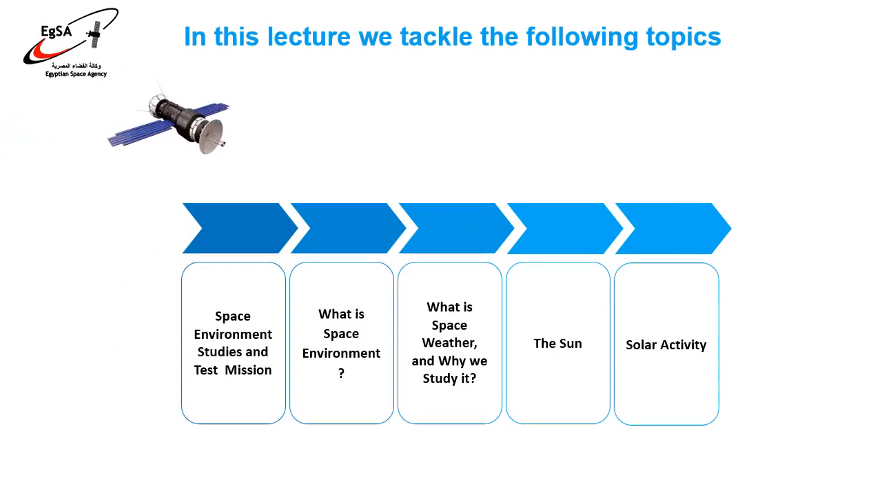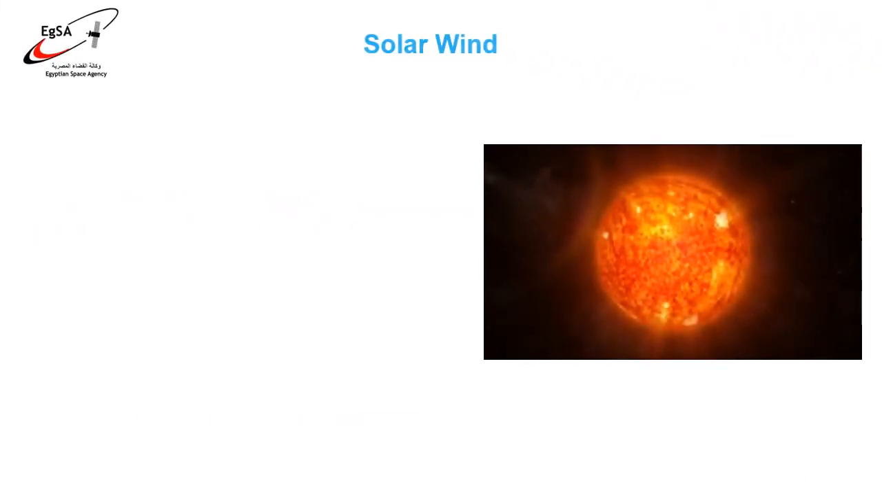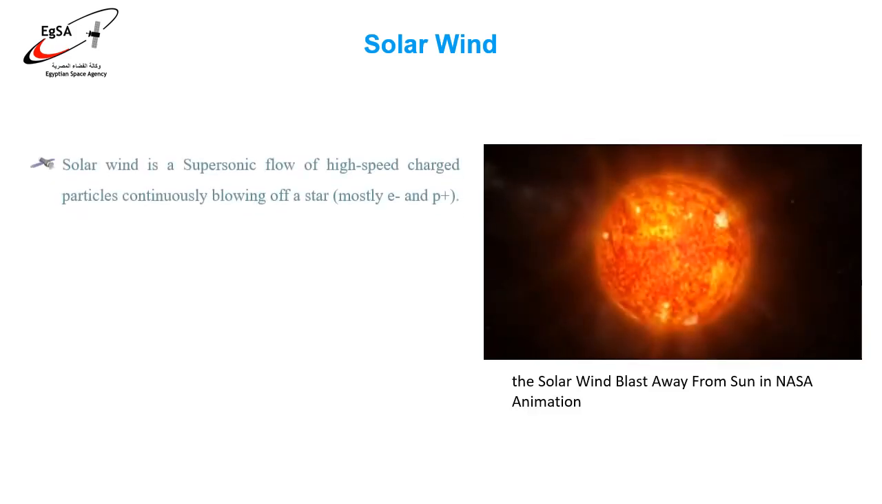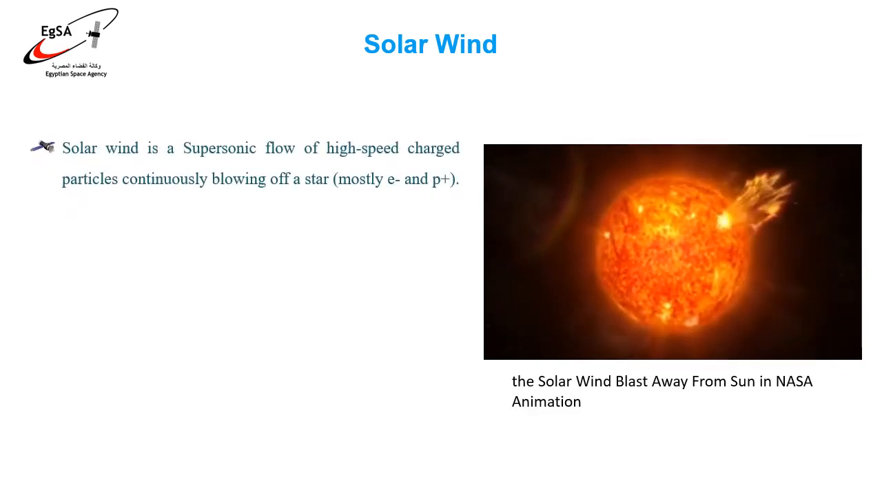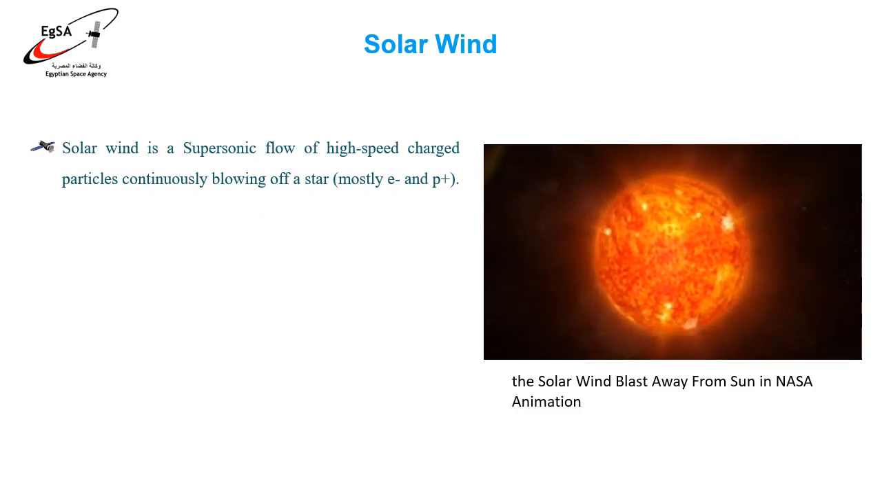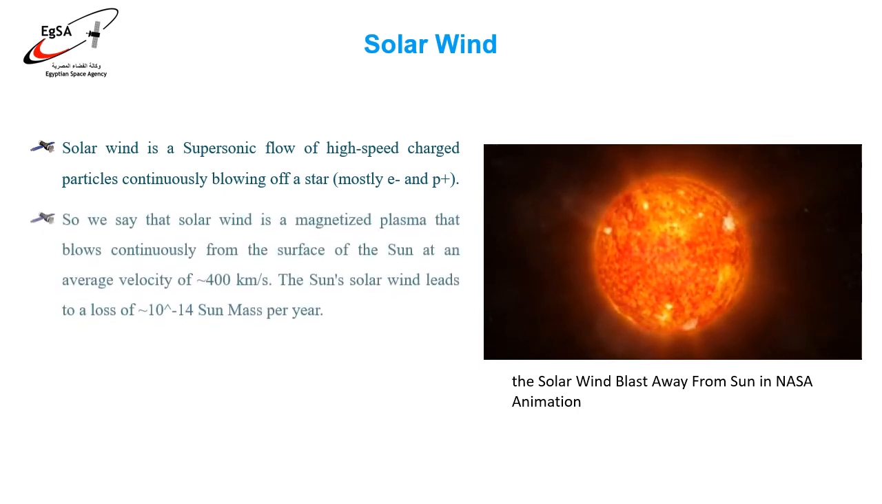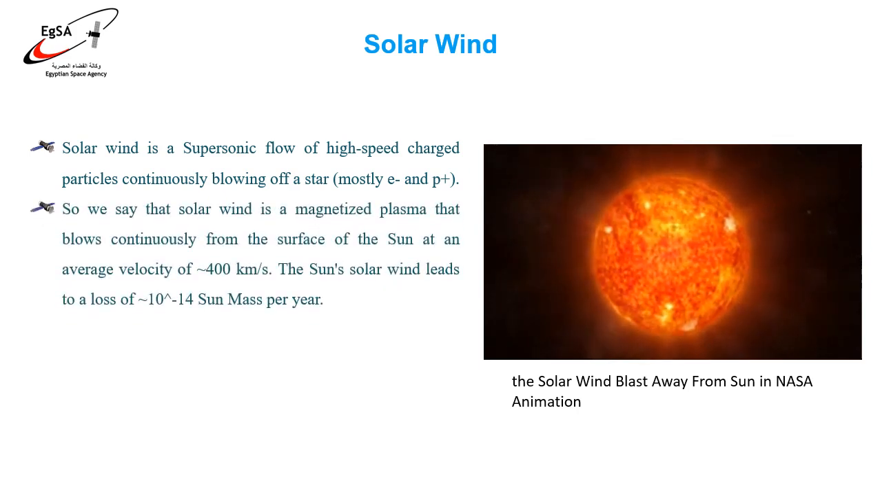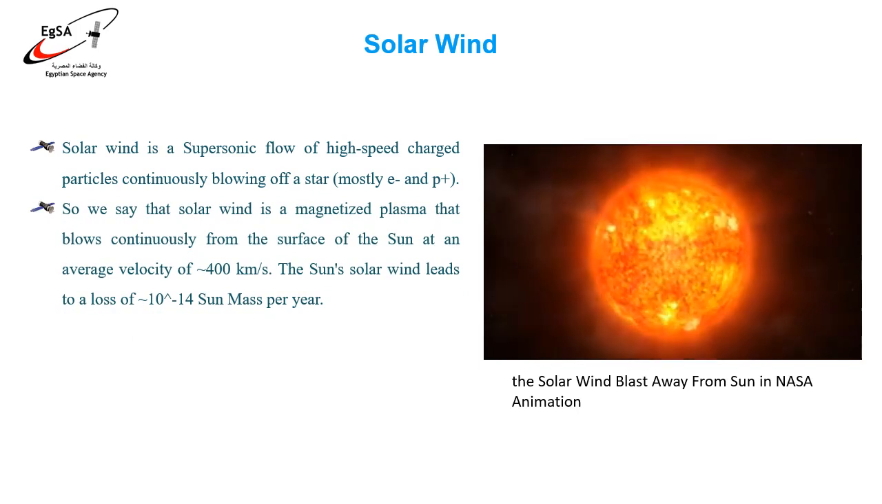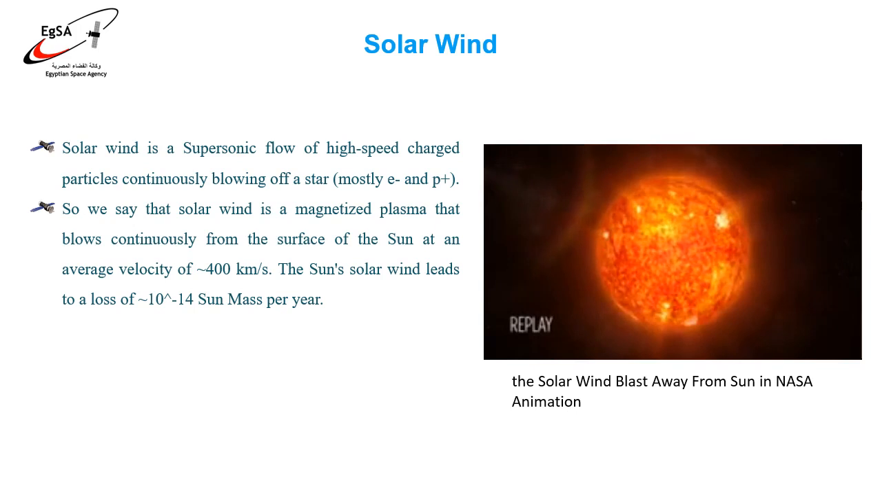Finally, we move to the last topic, which is solar activity. The first type of solar activity is solar wind. Solar wind is a supersonic flow of high-speed charged particles continuously blowing off a star, mostly electrons and protons. So we say that solar wind is a magnetized plasma that flows continuously from the surface of the Sun at an average velocity of 400 kilometers a second.